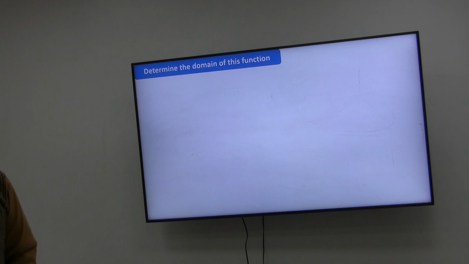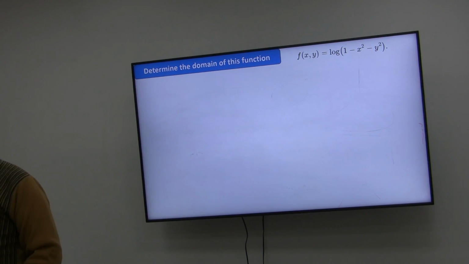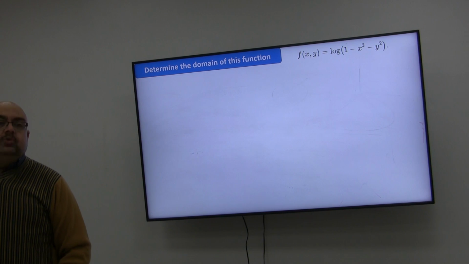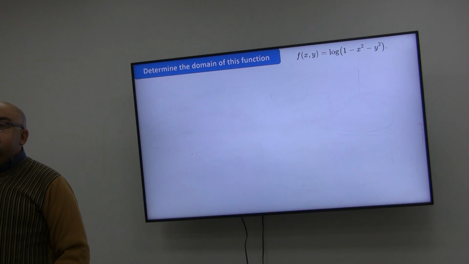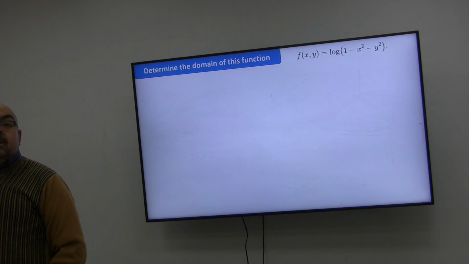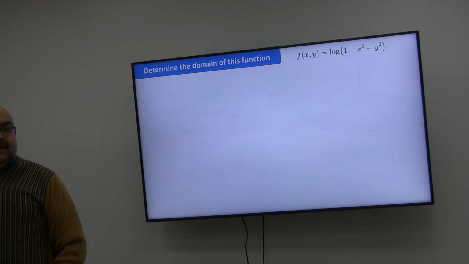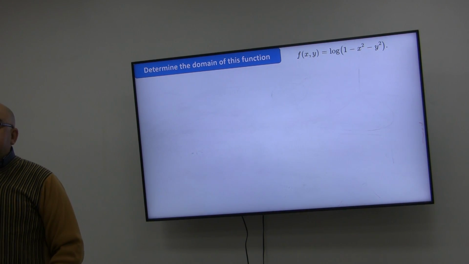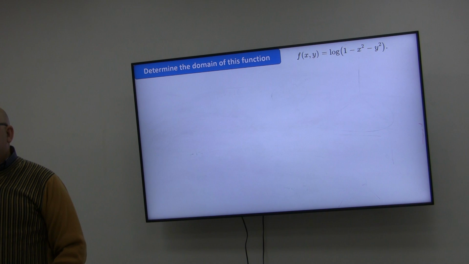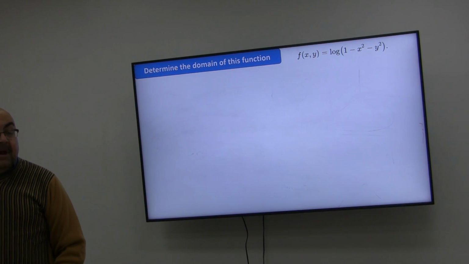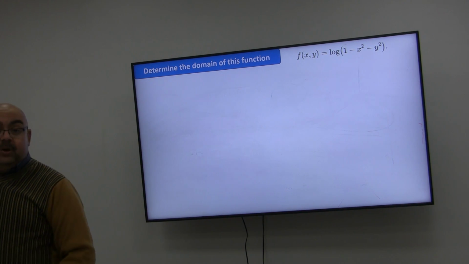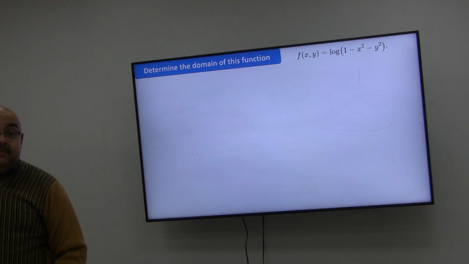So, let's look at this problem. If I want to find the domain of this function, how do I get the domain? Any ideas? What's the limitation? For this function, in order to get the domain, I will have to have 1 minus x squared minus y squared greater than or equal to 0. That's right, let's say that.